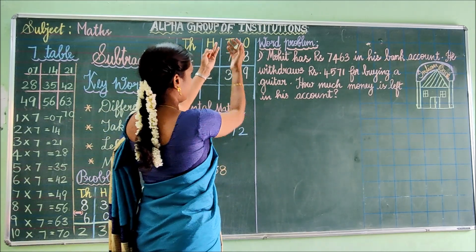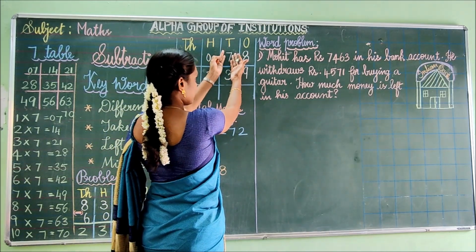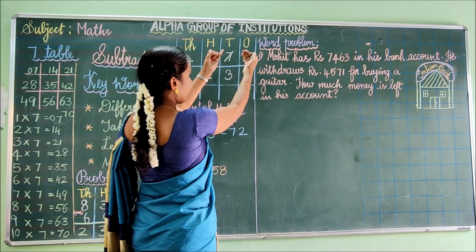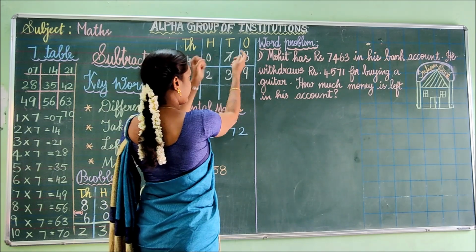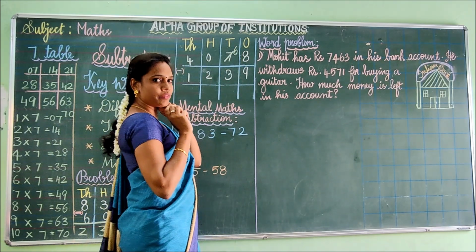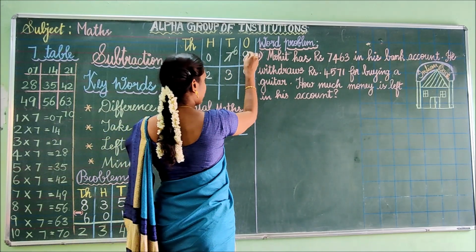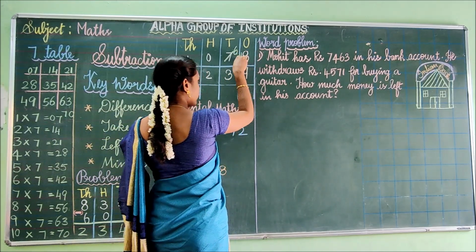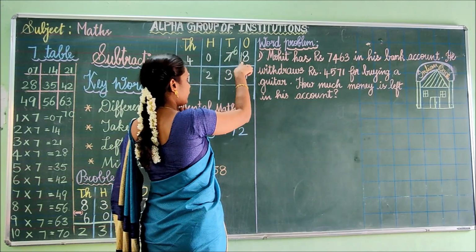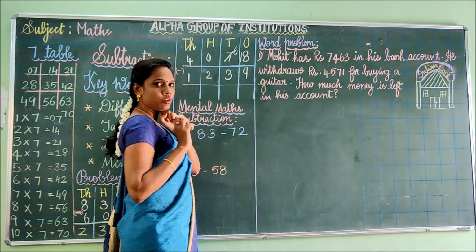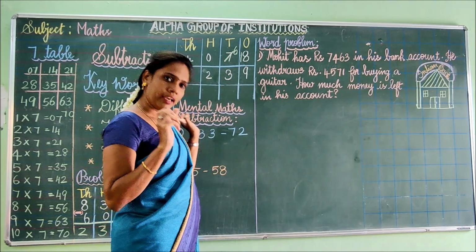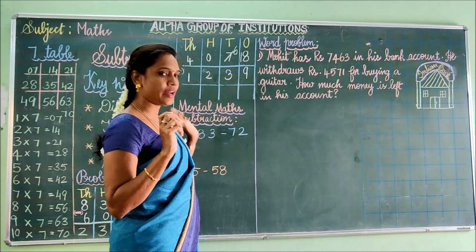Okay, here the number is 7. So you have to give one borrow here. So 1 borrow means what is the remaining number? Yes, 6. This 7 becomes 6. Okay, and this 8 becomes 18. Okay, 1 ten you have given here, so it becomes 18. Okay, now 18 minus 9. Is it possible to subtract? Yes, 18 is a bigger number when compared to 9.